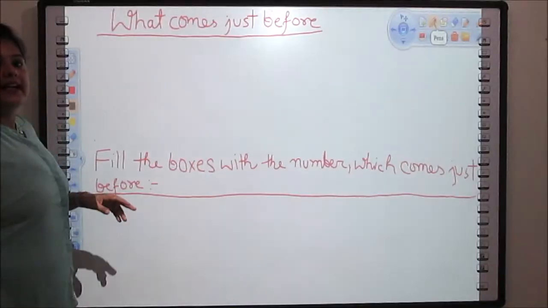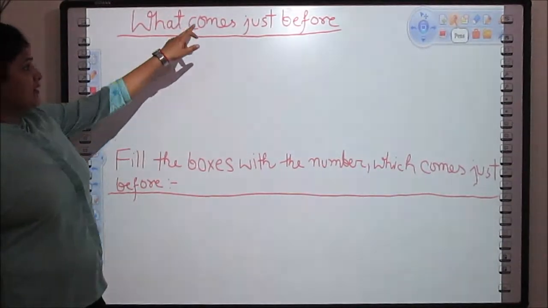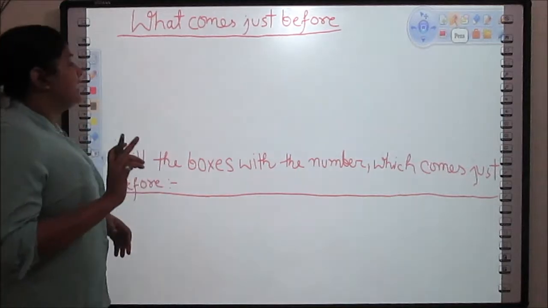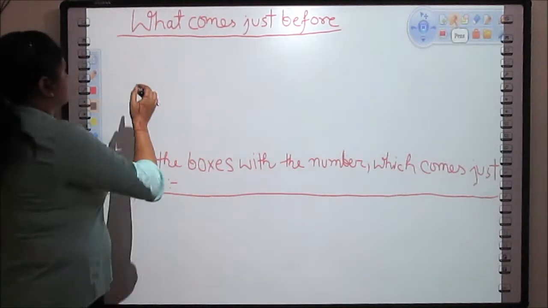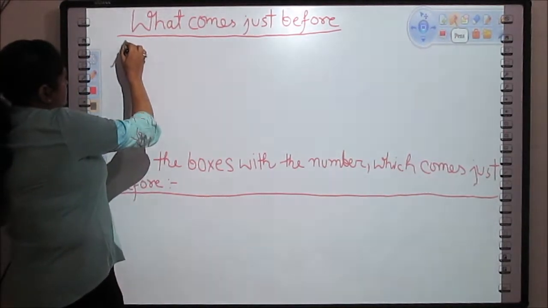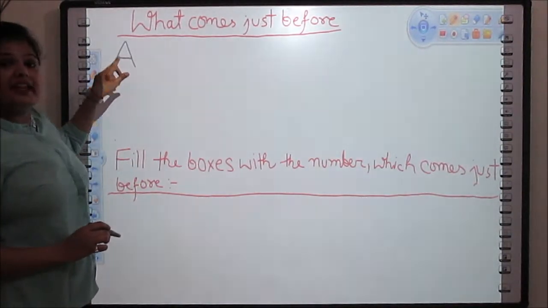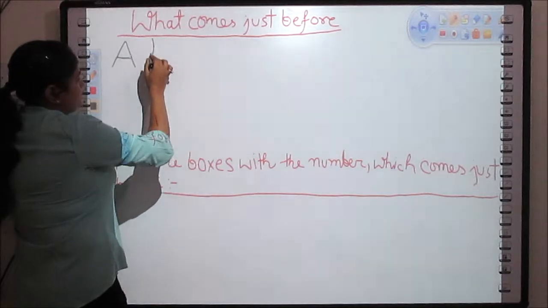Thank you. Let's learn what comes just before with the help of alphabets. Let's write alphabets. Slanting line, sleeping line. Which letter? A. After A, B.